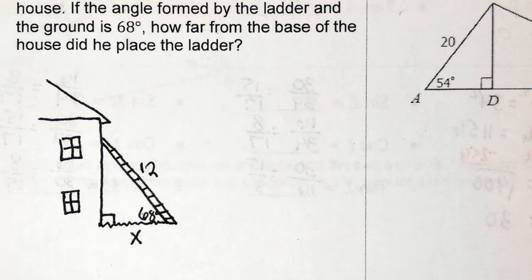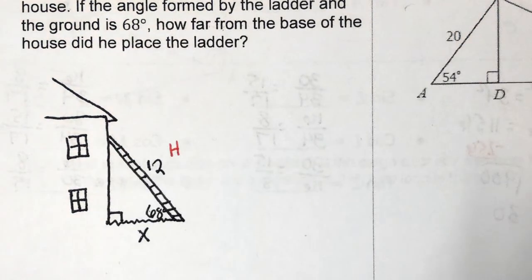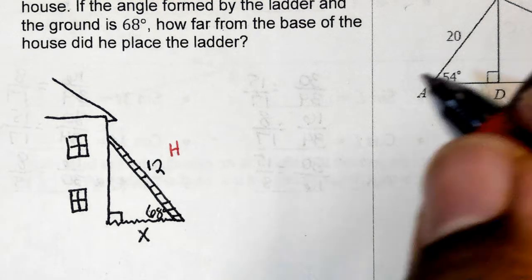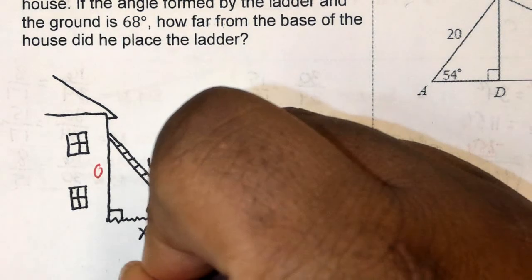SOH CAH TOA. H is 12. H is 12. The blank I'm talking to you about is O, yeah, that's O, and A is X.